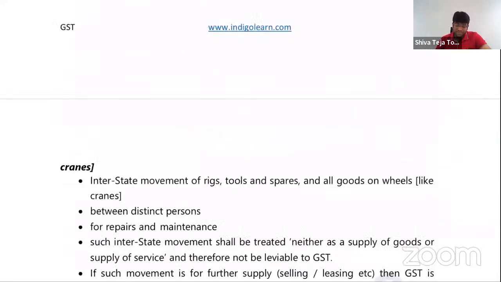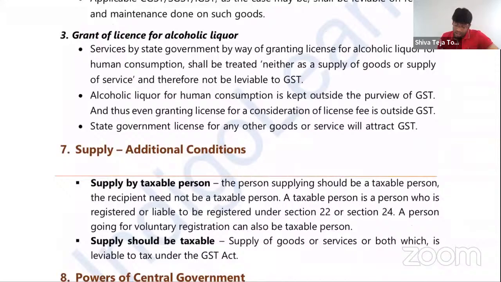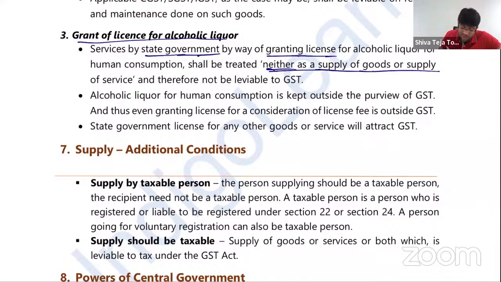Next point. Grant of license for liquor. State government gives license for operating liquor shops, my dear friends, or operating liquor stores. For that license, a person is required to pay some license fee. And they clarified that service by state government by way of granting license is neither a supply of goods nor supply of service. And therefore, GST will not apply on that transaction.